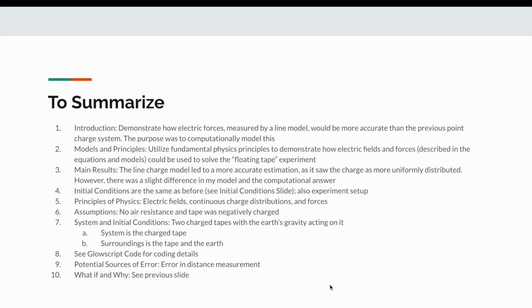So just to summarize, I started with the introduction, previewing the results, seeing the models and principles, the main results, the initial conditions, the principles of physics, the assumptions, and then looking at the GlowScript code, potential sources of error, and answered the what if and why questions. And just to be clear, the purpose of this lab was to show that the line charge model is way more accurate than the point charge model, and it's going to reflect the true nature of tape and the distribution of charge.